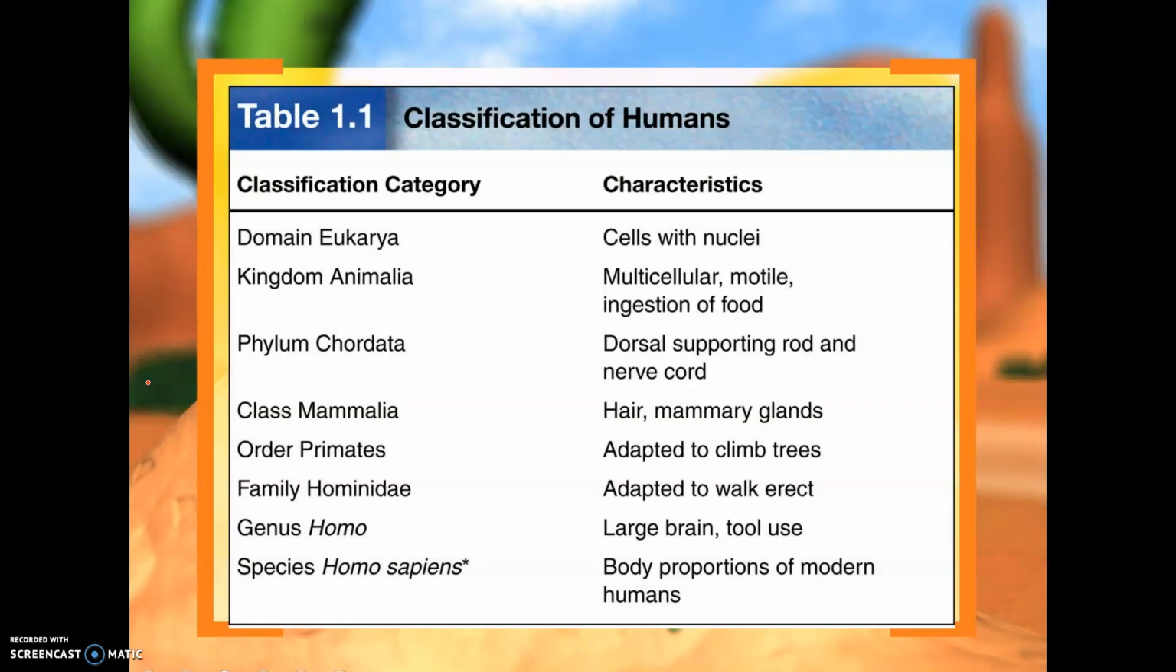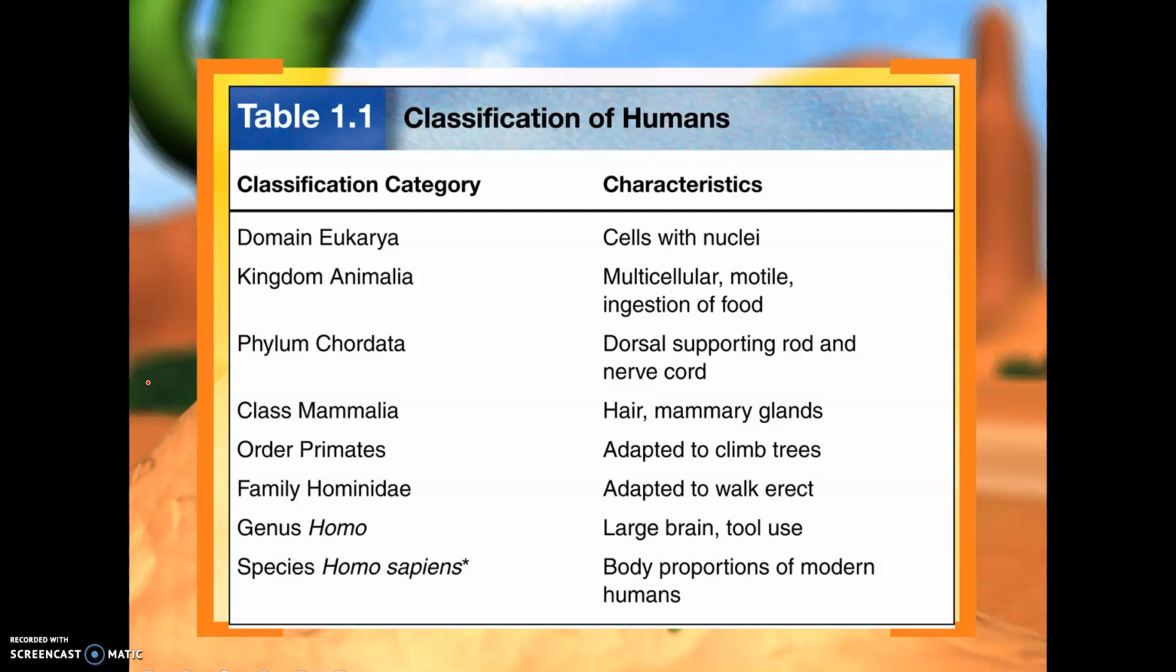All right, and this is just showing an example of humans and how we are classified. So we are in the domain Eukarya, which means our cells have nuclei, eukaryotic cells. We are in the kingdom Animalia. We are multi-celled, we move, we ingest our food. These are all examples of characteristics of the animal kingdom. Phylum Chordata has to do with the fact that we have a nerve cord and a dorsal rod, which becomes our backbone in essence. We are mammals, which means we have hair and mammary glands.